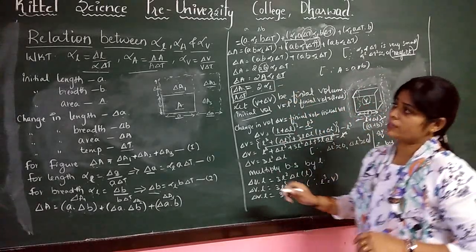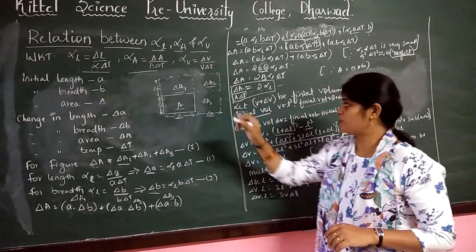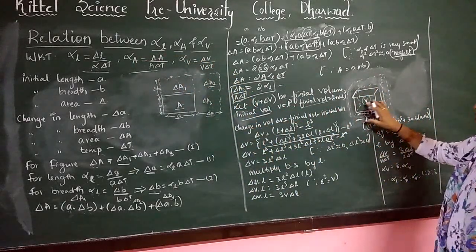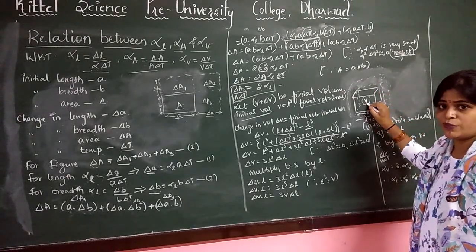Now let us relate the coefficient of linear expansion with the coefficient of volume expansion. Let us consider a volume, a cube, whose initial volume is V.